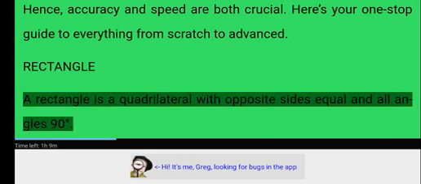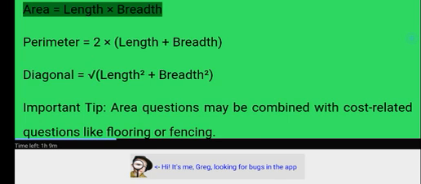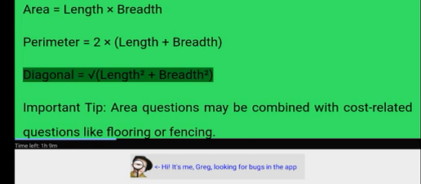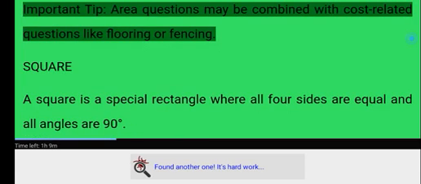Rectangle. A rectangle is a quadrilateral with opposite sides equal and all angles 90 degrees. Area equals length times breadth. Perimeter equals 2 times (length plus breadth). Diagonal equals the square root of (length squared plus breadth squared). Important tip: area questions may be combined with cost-related questions like flooring or fencing.